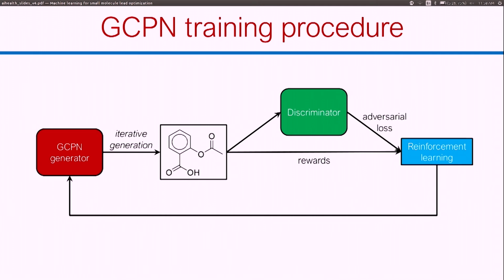So we have the molecule generator in red, and we iteratively generate our molecule graph, and then we compute our rewards from that. We also have the discriminator in green, that compares how similar our generated molecule is to the set of realistic molecules that we provide, and then provides this adversarial score. And then we combine these two scores and use reinforcement learning, in this case a policy gradient approach, to update our red generator such that it's more likely to generate molecule graphs that are valid and have high properties.